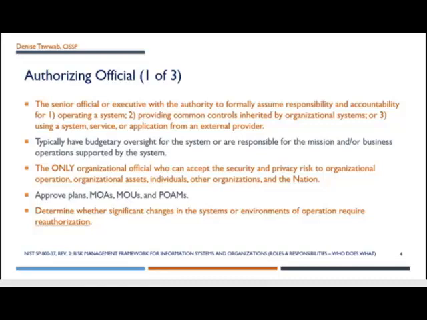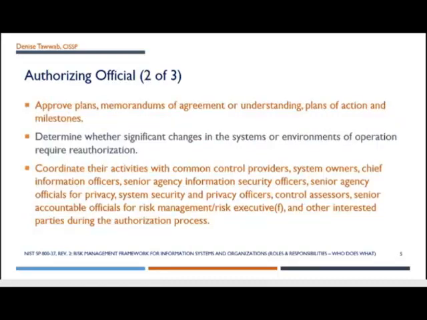The authorizing official approves plans, MOUs, MOAs, and POAMs. They determine whether significant changes in the system or the environment require reauthorization. Authorizing officials approve your plans, memorandums of understanding. They coordinate activities with common control providers, with system owners, chief information officers, chief information security officers, chief privacy officers, all of the other roles, and any other interested parties during the authorization process.